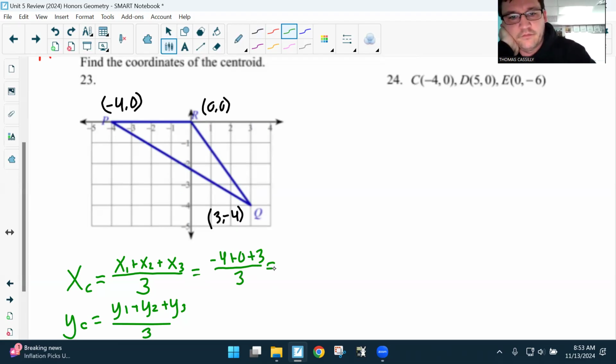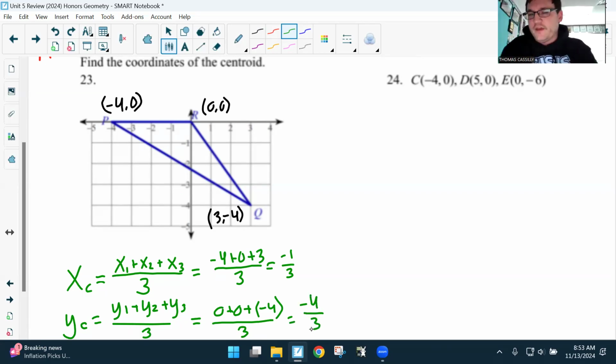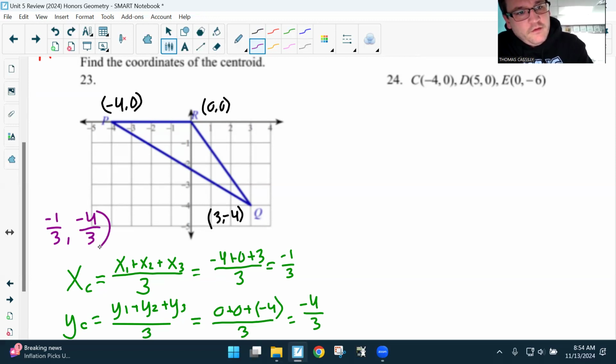That gives me -1/3. All right, so about -0.33, repeating, of course. And then your y values, I get 0 plus 0 plus -4. Divide that by 3. That gives us -4/3, or if we were to graph that, that is -1.333, repeating. So the ordered pair is negative 1/3, negative 4/3. All right, this is my centroid.